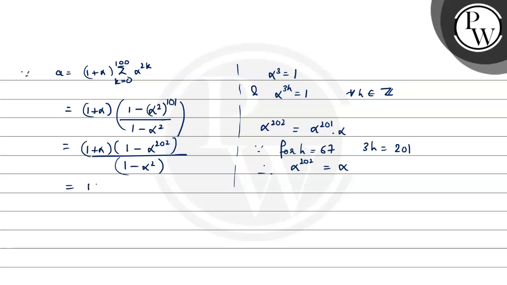Let's substitute. So we have (1 plus alpha) times (1 minus alpha) divided by (1 minus alpha squared). In the numerator we have (1 plus alpha) times (1 minus alpha), that is (a plus b) times (a minus b). Use the formula, so we get (1 minus alpha squared) divided by (1 minus alpha squared), which is equal to 1. So finally we have the value for A as 1.